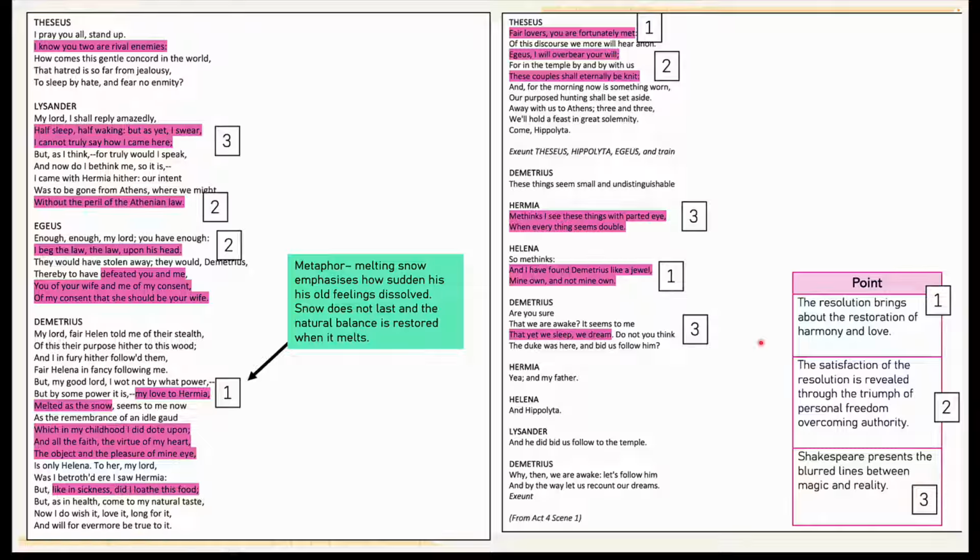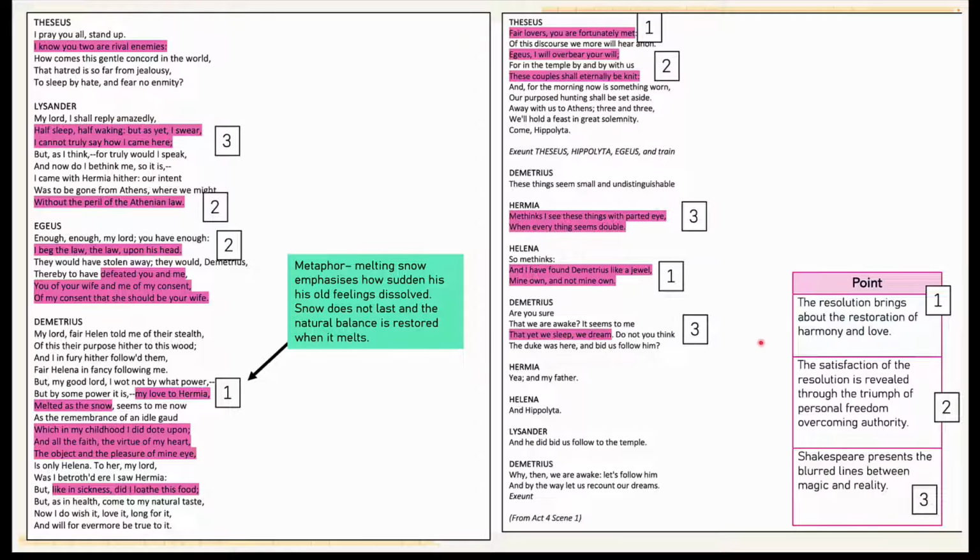So I've identified my how, which is my metaphor. I've gone for this quotation from Demetrius, "my love to Hermia melted as the snow." So we've got this metaphor because obviously love cannot melt. And then I've just put some little notes to remind me of exactly what it is I want to say about it when I get to the essay.